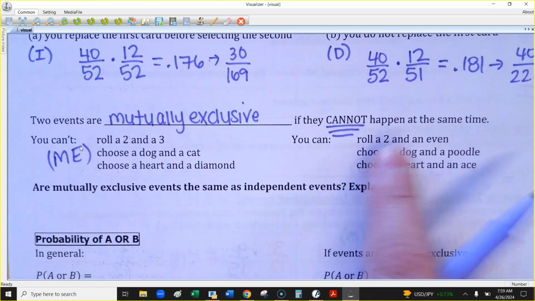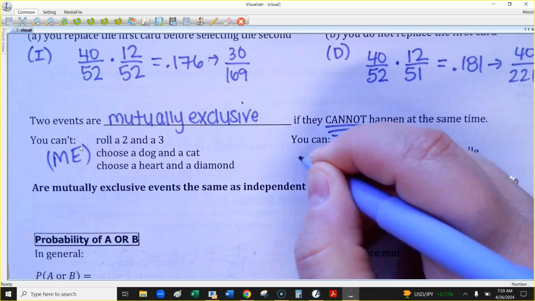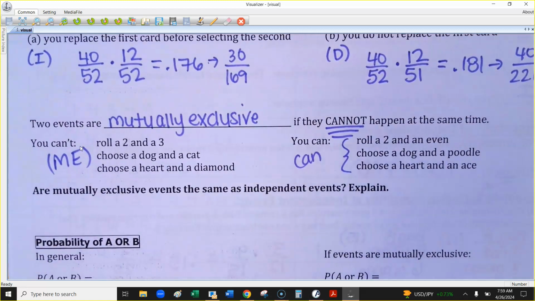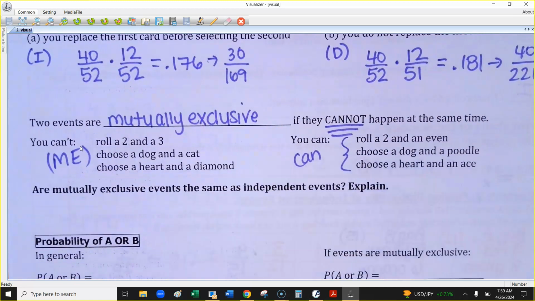So all these events can happen at the same time. These are not mutually exclusive. I can roll a 2 and an even number at the same time, right? Because 2 is an even number. If the first thing falls into a category with the second thing, they're not two separate things. I could go to the pet store and pick a dog and a poodle at the same time, because a poodle is a dog. If I'm grabbing cards, I could draw a heart and an ace at the same time if I pick the ace of hearts. So those are possible to happen at the same time.